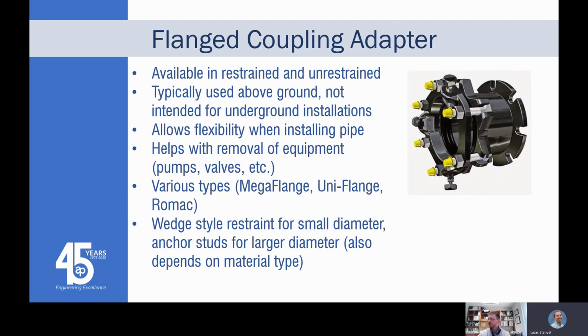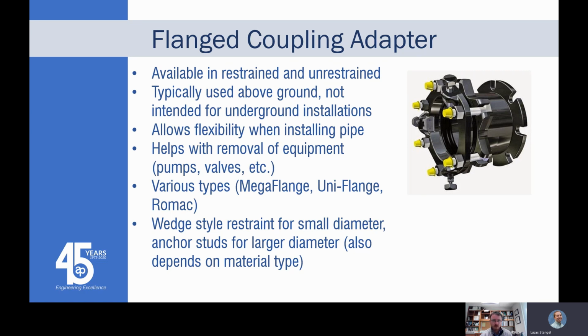Flange coupling adapters. They're also available in restrained and unrestrained options. Typically used above ground, not really intended for underground installs, although every once in a while we do see them underground. It allows some flexibility when installing the pipe. You don't have to have exact flange by flange pipe. You can have a flange by plain end and make up a little bit of difference with the flange coupling adapter. It also really helps with removal of equipment. If you have flanged pipe in between two valves, or an elbow and a valve, it can make it difficult to get that valve in and out. So this gives you some flexibility there.